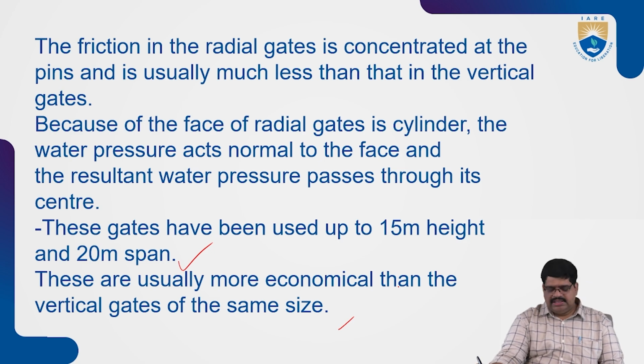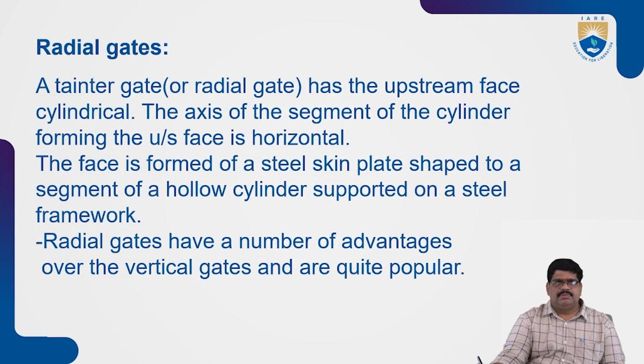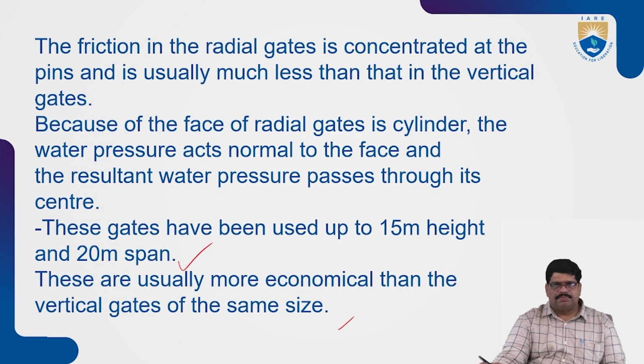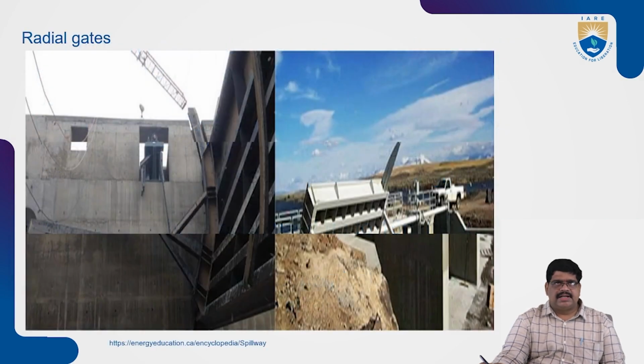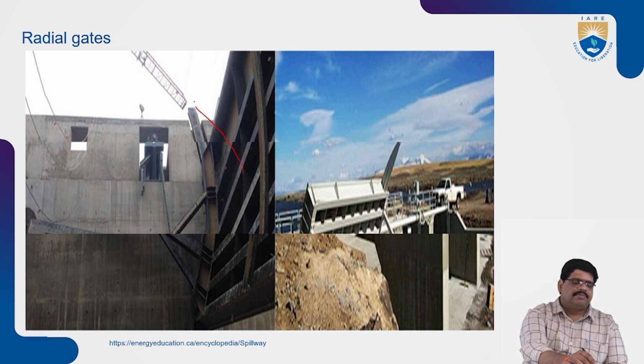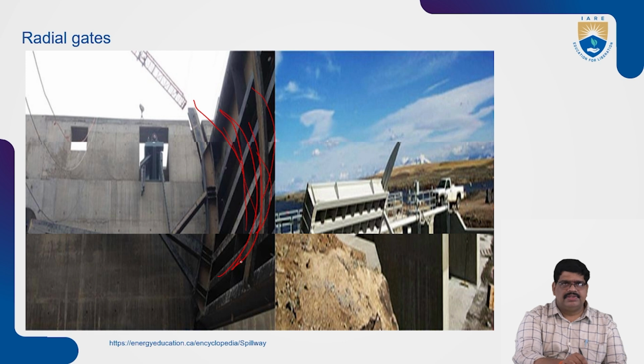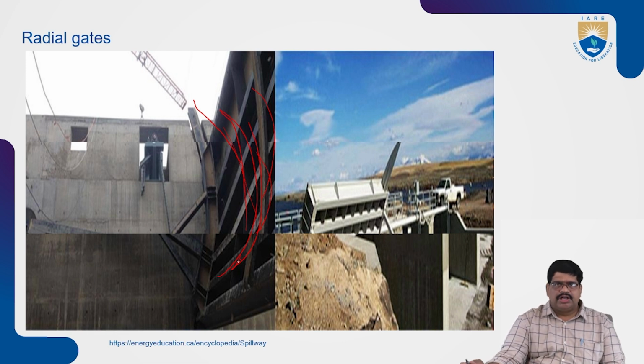Why? Because they are economical, and they can also withstand a lot of pressure due to their shape. Let us see the radial gates. By operating this, the gate can be lifted upwards and downwards, and the pressure of the water on this side is resisted due to the curved shape. It also reduces the wave pressure, and wind pressure does not affect it much, so the structure will not be damaged.